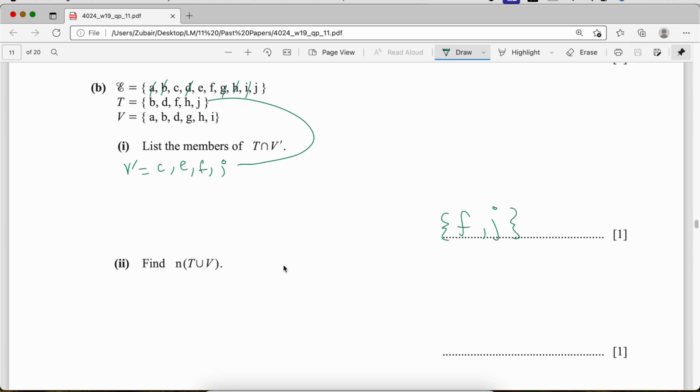Then it says find n(T union V). So there is T, there is V. I'm going to list all the members. A, then B, no repetitions. D, E, that's F, G, H, I and J. So these are the union: 1, 2, 3, 4, 5, 6, 7, 8. There are 8 members in total when we make a union.